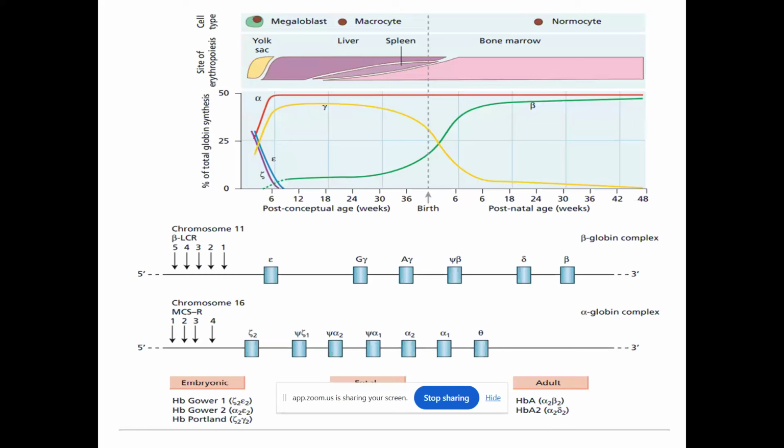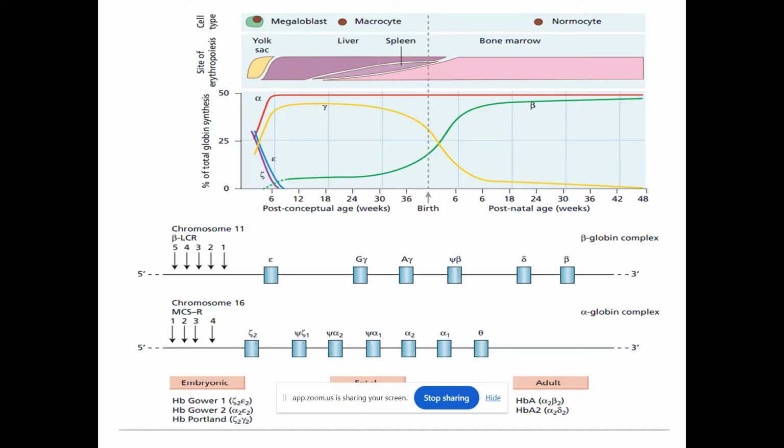So we have seen the WBC disorders. We will see some of the RBC disorders. Coming to the red blood cells, they are anucleated cells. They contain hemoglobin to carry oxygen. We have different types of hemoglobin during the various stages of our age.